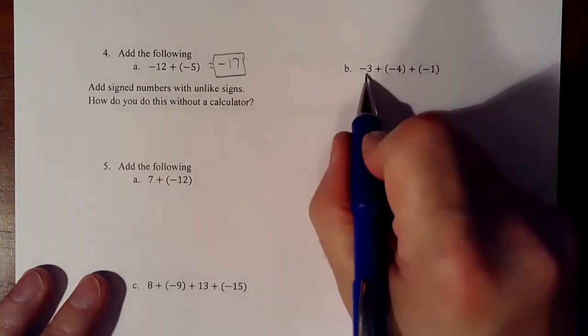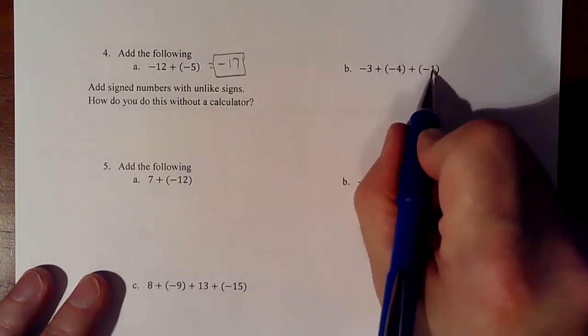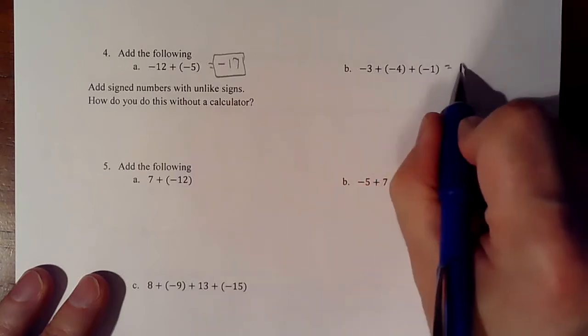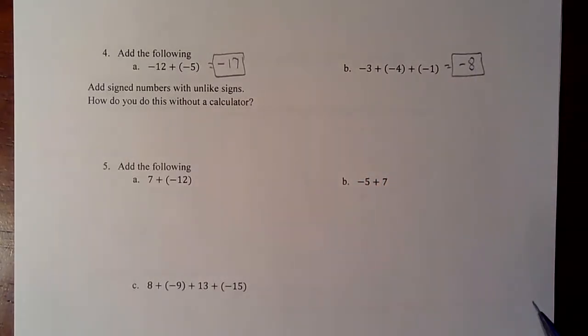And then here, you get a negative 3 plus a negative 4 plus a negative 1. So 3 and 4 makes 7, plus 1 is 8. And you are just adding a bunch of negatives together. So it's going to be negative 8.